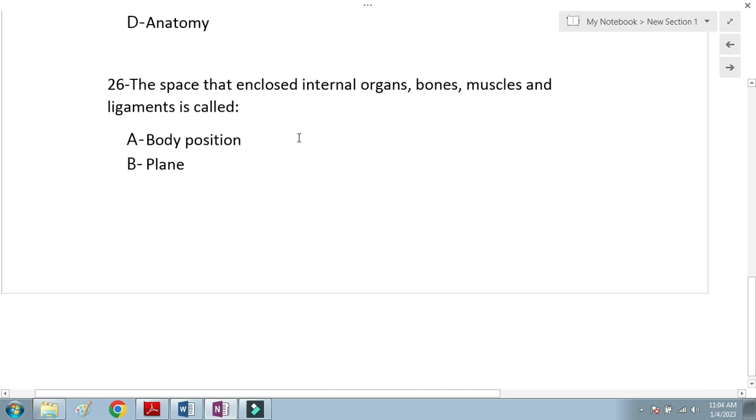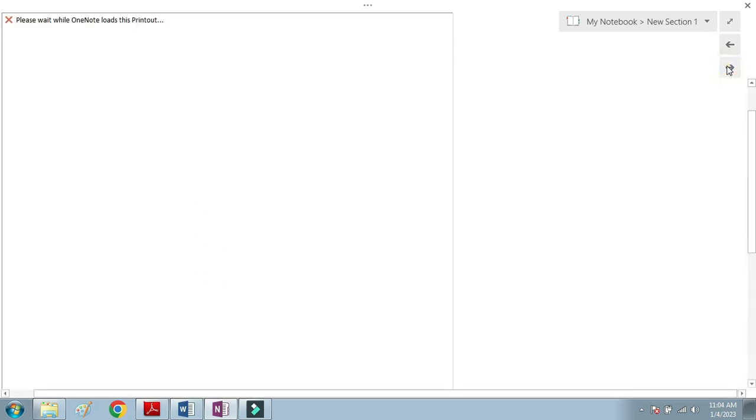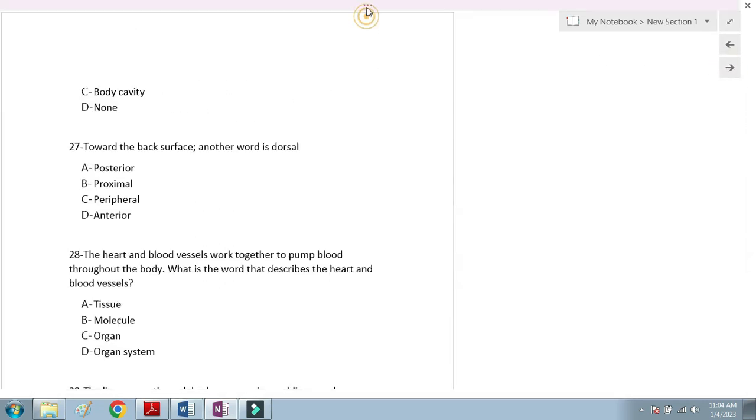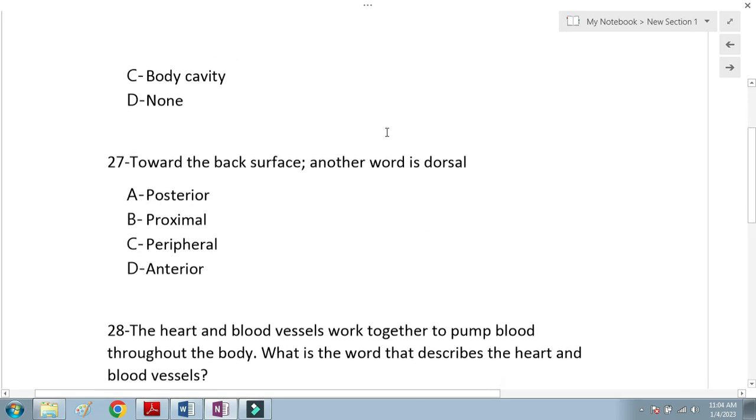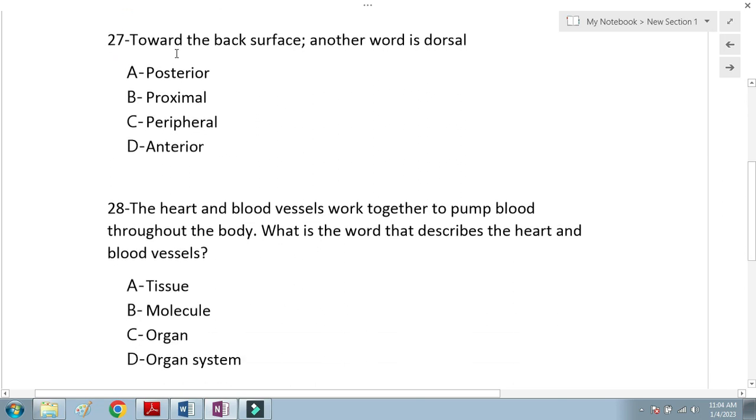Question number 26. The space that encloses internal organs, bones, muscles and ligaments is called. What is the name of the space that encloses internal organs, bones, muscles and ligaments? Option A body position, option B plane, option C body cavity, option D none. The correct answer is option C, body cavity.